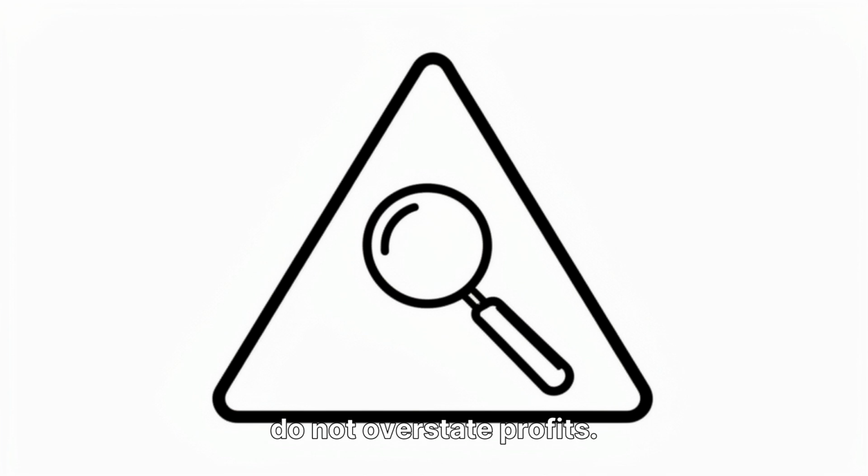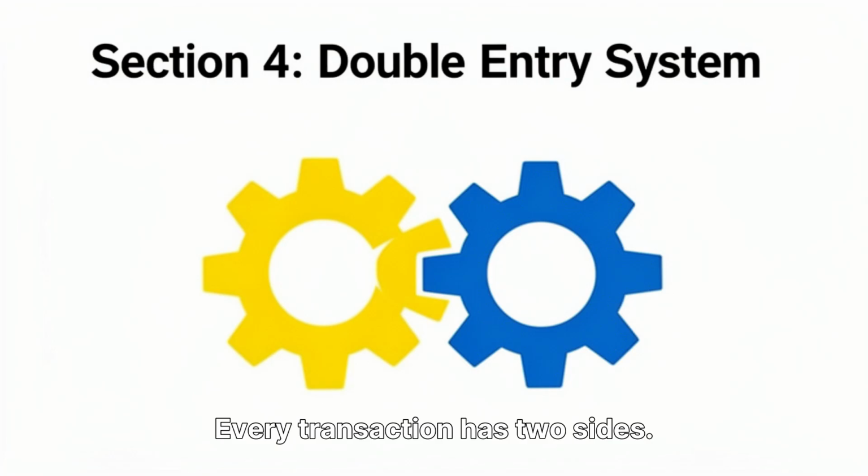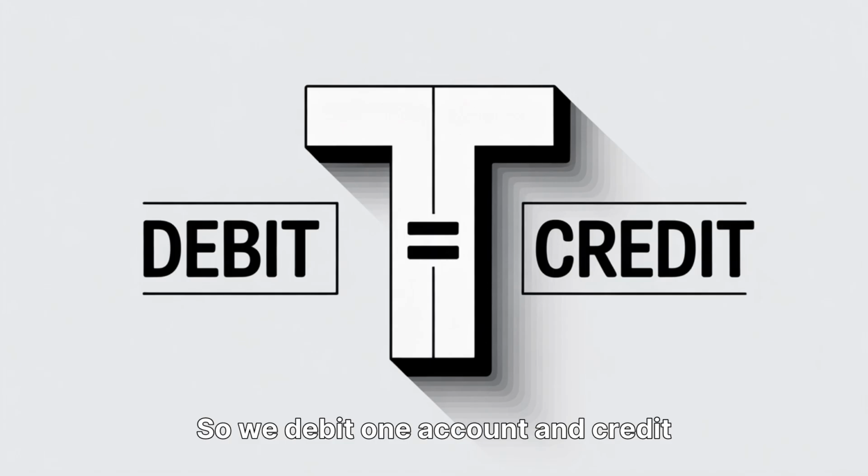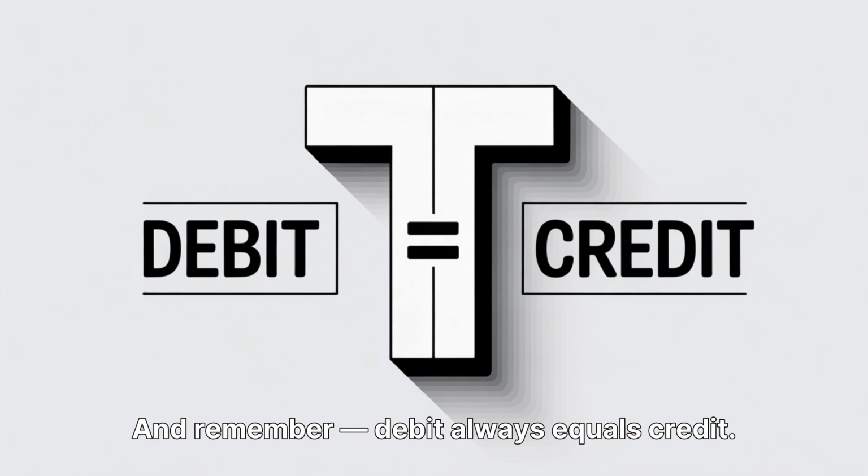Do not overstate profits. Every transaction has two sides. For example, if you buy goods for cash, purchases increase and cash decreases. So we debit one account and credit another. And remember, debit always equals credit.